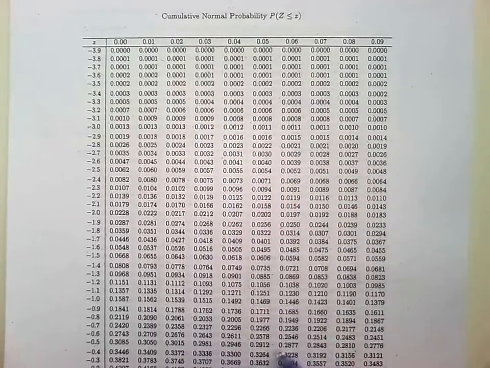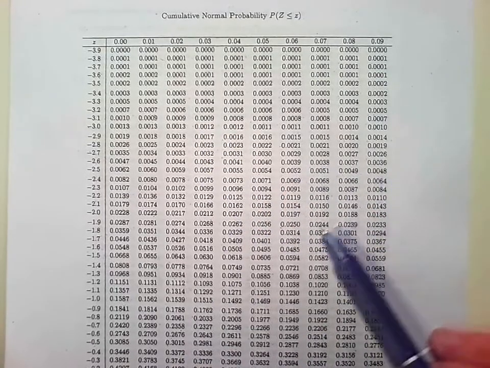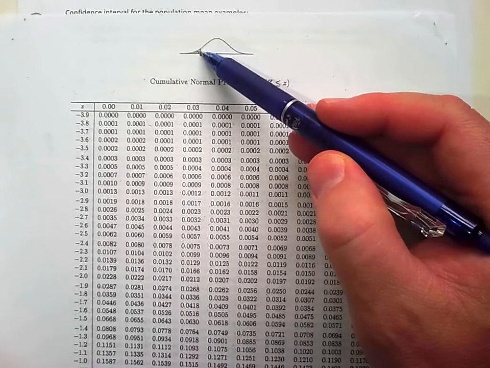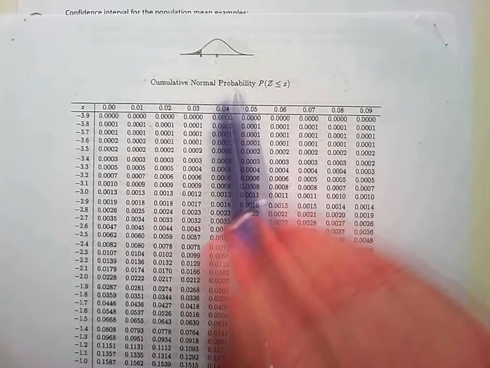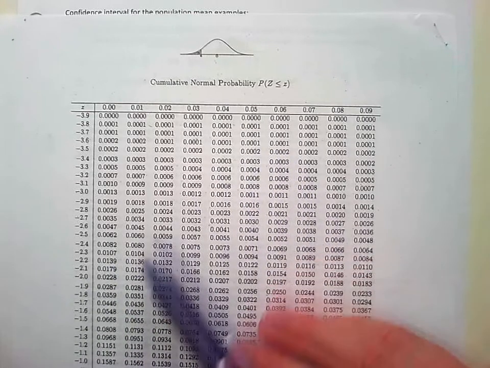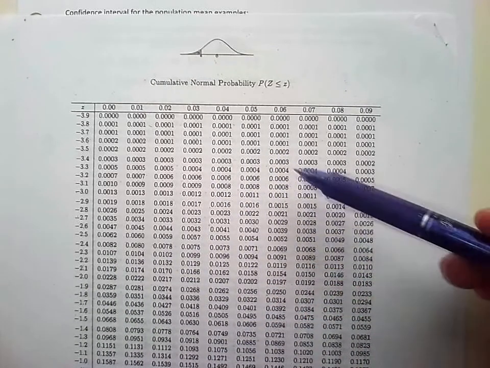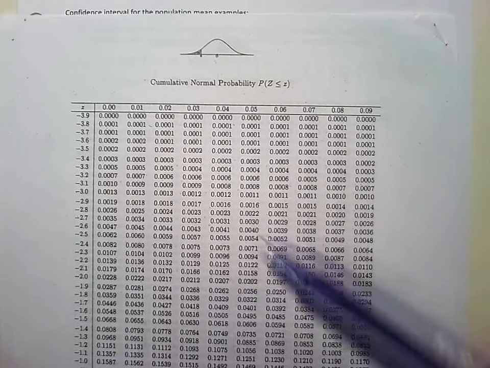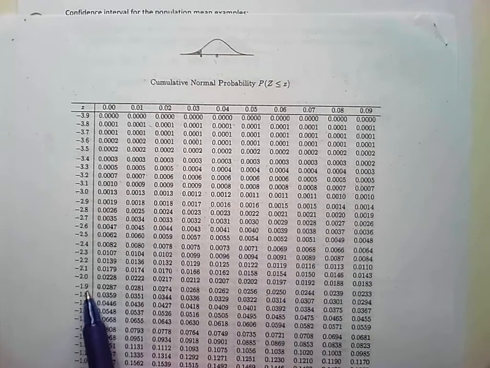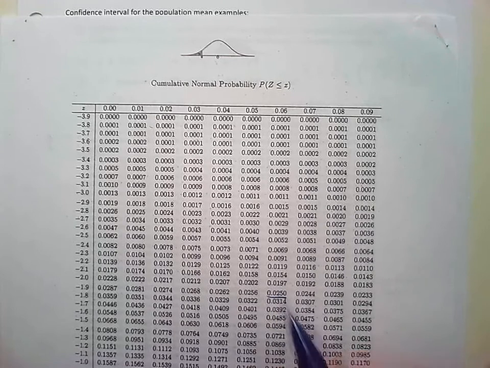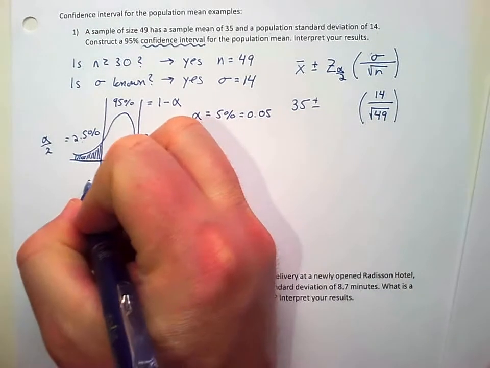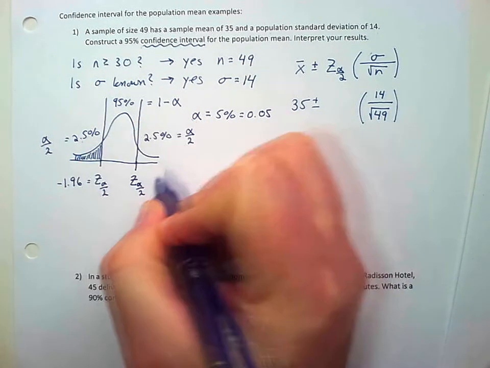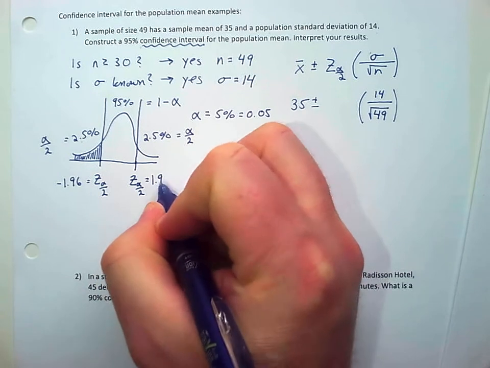And here in the body of our table are percentages. So therefore, it's the percentage of the graph that's shaded to the left of our cutoff. That's why it's called the cumulative normal probability table. So here we're going to look for 2.5% or 0.025. And we did this one in the last lecture video. If we go here to negative 1.96, we see that right here we have 0.025 or 2.5%. So therefore, this z value is going to be negative 1.96, and this z value is going to be positive 1.96.